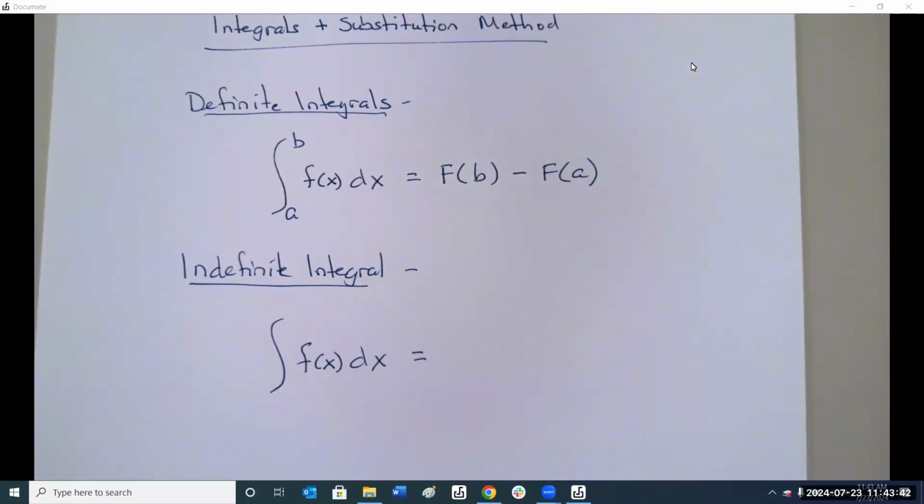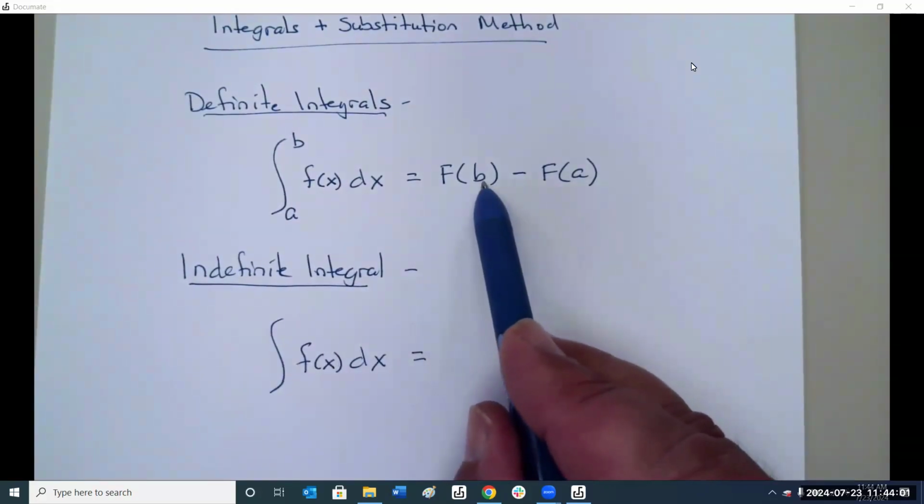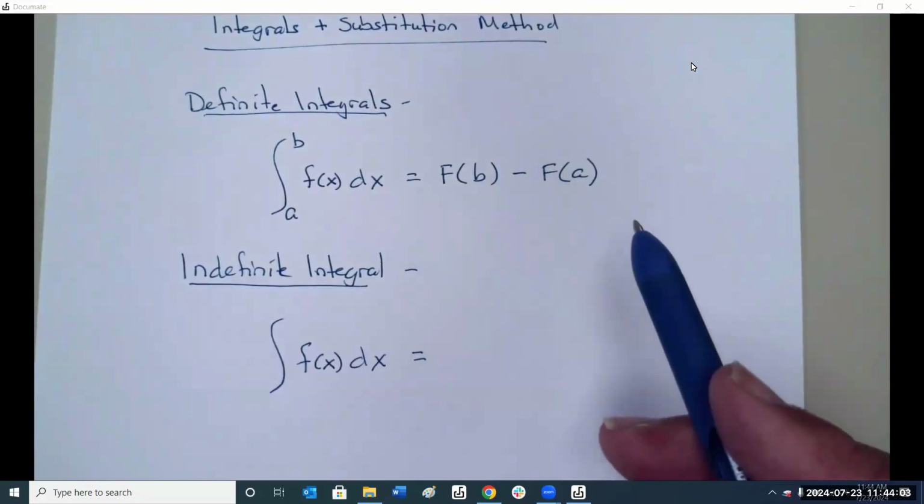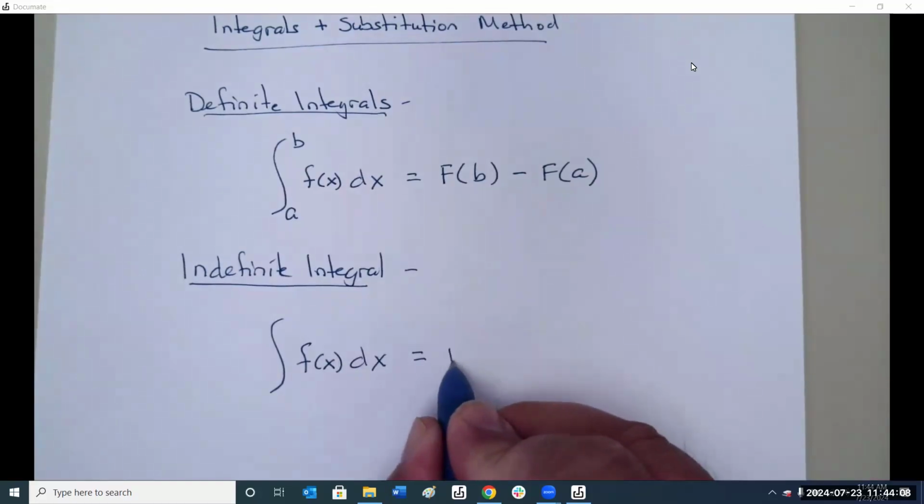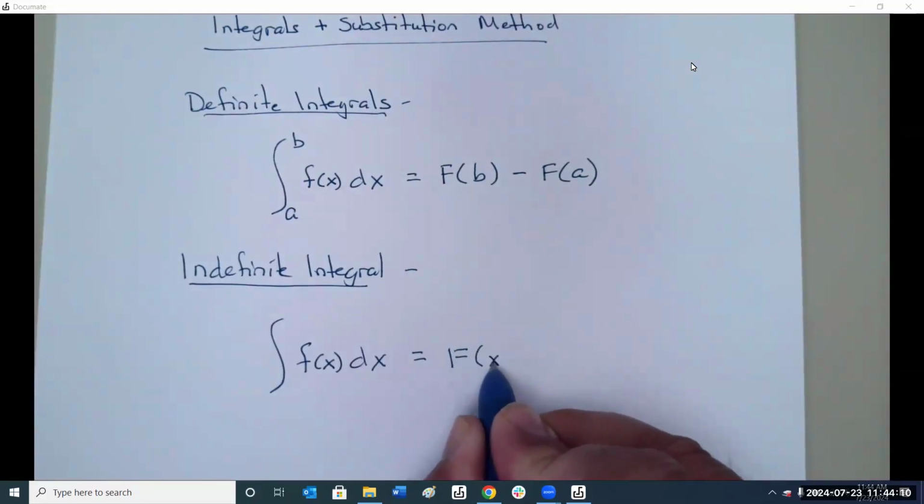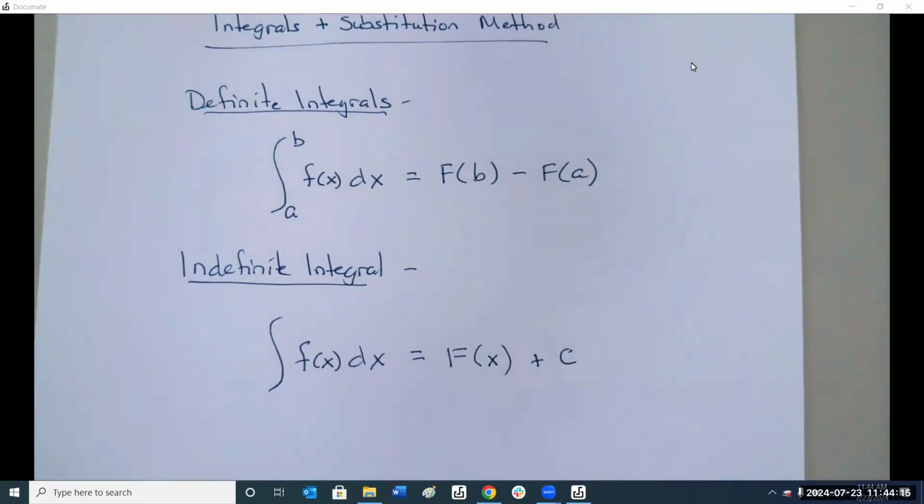Since it doesn't have an A to B, a domain that we're integrating over, our numbers are going to be infinite. There are an infinite number of possibilities our answers can be. So you notice in definite integrals, these are going to be solid numbers because we plug in a value inside the function in the integral, and we get a number. This, we're going to always end up having a plus C after it.